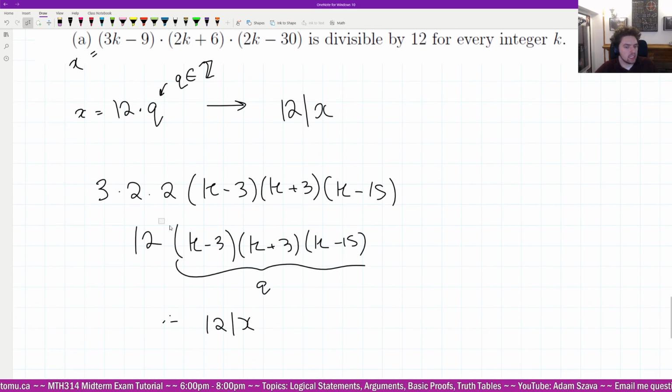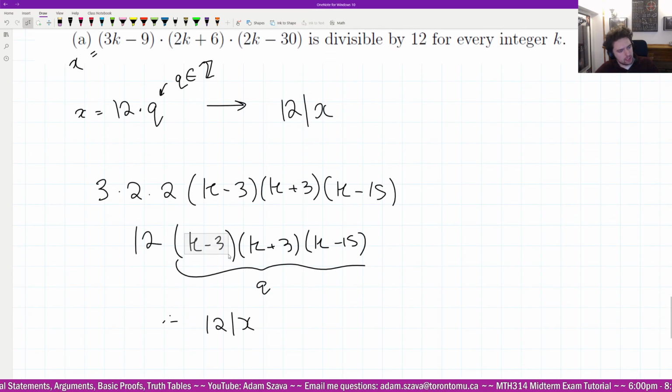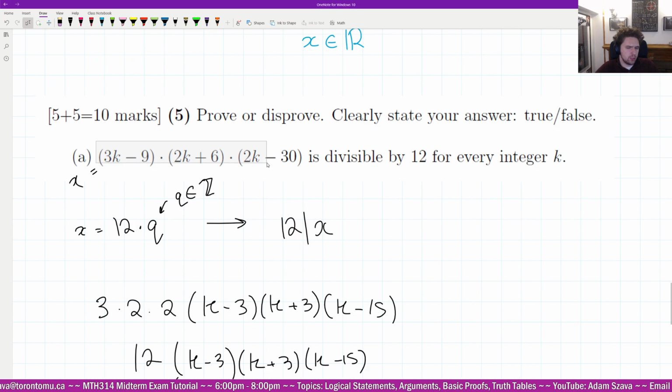Not too complicated. And this is an integer. Sorry, I should have mentioned that this is an integer. We know this is an integer because k is an integer, right? It says for every integer k. So k is an integer. k minus 3 is also an integer. k plus 3 is also an integer. k minus 15 is also an integer. Now, if you multiply integers, you still get integers. It is closed under addition and multiplication. Yeah, exactly. That's what I'm saying. So there we go. You could multiply it out, but it probably wouldn't help too much.